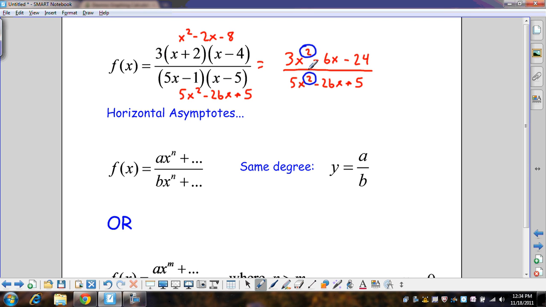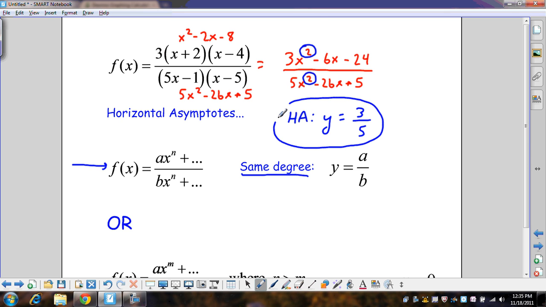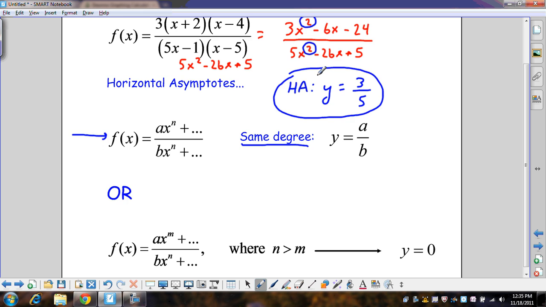Now, the reason why that helped me is now it's very obvious to me what the degrees are. Remember, the degree is the highest power of the polynomial in standard form. So if I look at the highest powers, I notice that they're both second degree polynomials. Therefore, that puts me in the scenario where if I have a rational function where the degrees are the same, I take the ratio of the leading coefficients. A is the leading coefficient on the top, B is the leading coefficient on the bottom. Therefore, in this particular problem, the horizontal asymptote would be y equals 3 over 5. And I'm done.